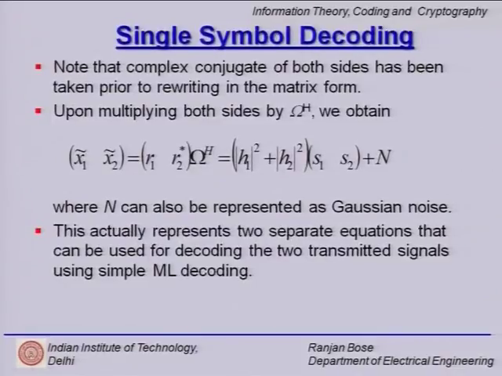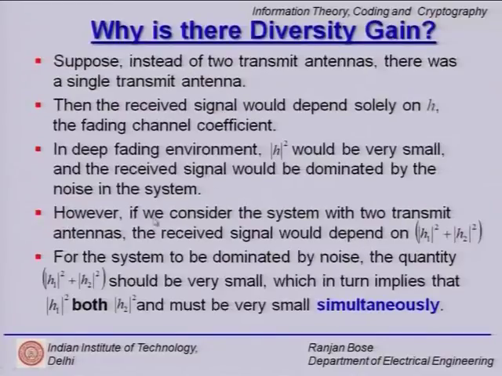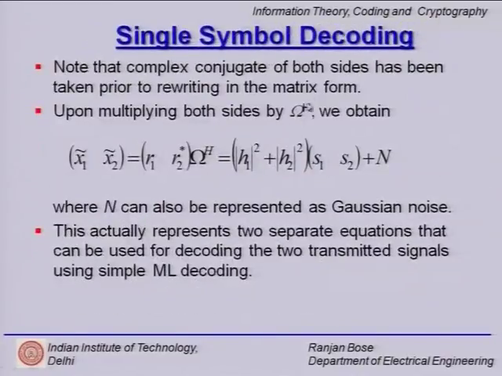So, if you see, we have this R1 R2 star that we had rewritten, and if you multiply it with the Hermitian of this omega, then you simply get H1 absolute value squared plus H2 absolute value squared times S1 S2, plus noise. So, you can see that upon multiplying both sides with this omega Hermitian, you decouple the decoding part. It is effectively two separate equations that can be solved separately. That is the reason why it is a single symbol decoding.